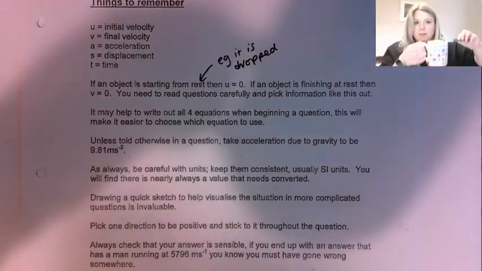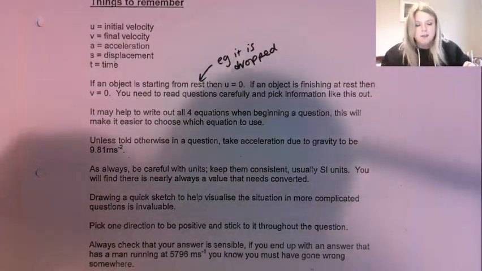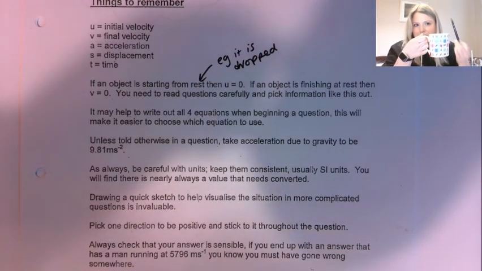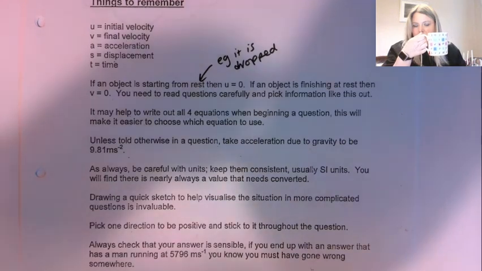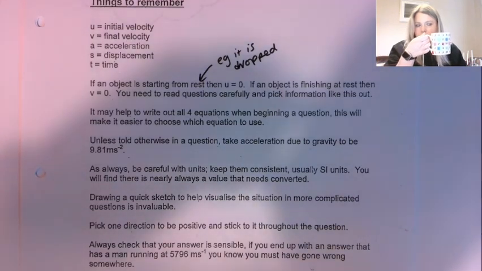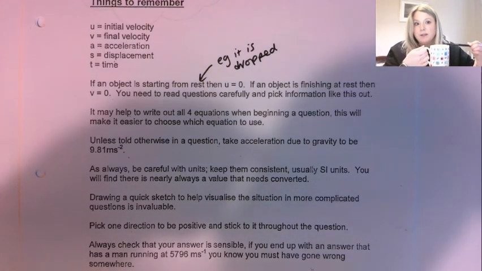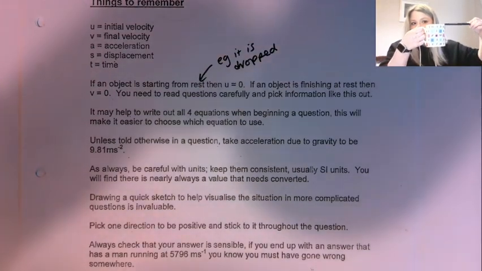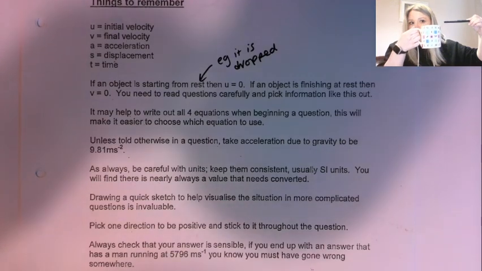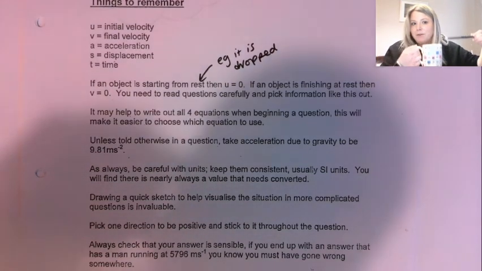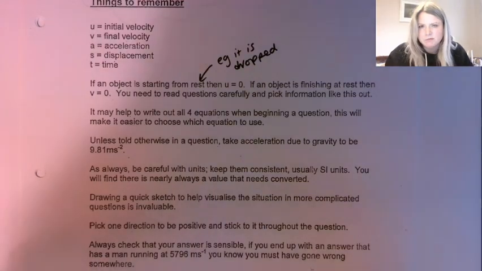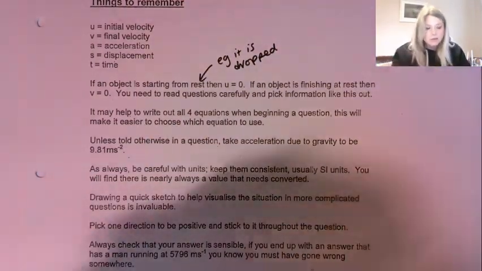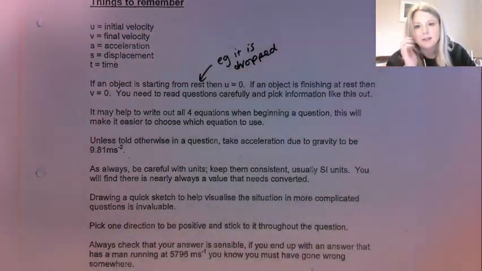If it's going up and then someone drops the pen, the instant that the pen is dropped, it has an upwards velocity of whatever the hot air balloon was going up with. Say this was going up at 5 meters per second. As soon as this gets dropped, it was going up at 5 meters per second, so it's going to be decelerating and then accelerating rather than starting from zero. So just look out for little things like that.